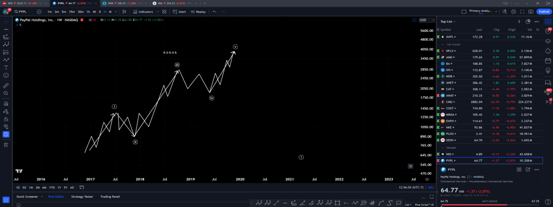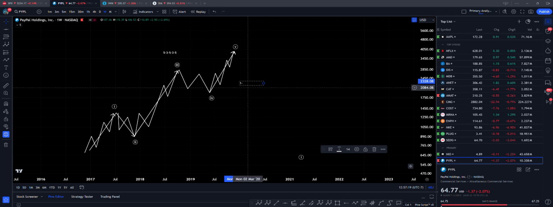Now, when it comes to the retracement of the waves, before we even go into the retracement, let's talk about the basic rules, the rules that should not be breached when you're drawing the waves. There are three rules to Elliott waves for an impulse move.